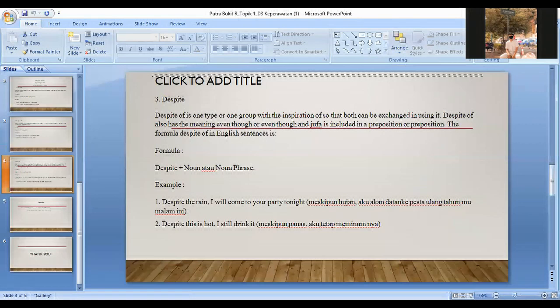Number 3, despite. Despite of is one type or one group with in spite of, so that both can be exchanged in using it. Despite of also has the meaning even though and is included in a preposition. The formula for despite in English sentences is despite plus noun or noun phrase. Example: 1. Despite the rain, I will come to your party tonight.